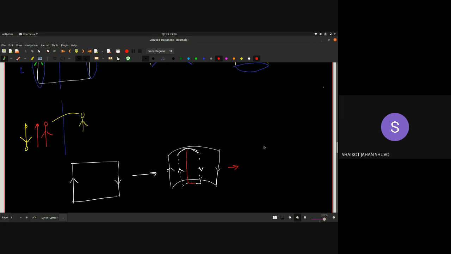If it were a physical class, it would have been easier to demonstrate this. So how to draw the Mobius strip, it's really hard. I cannot draw things like that.